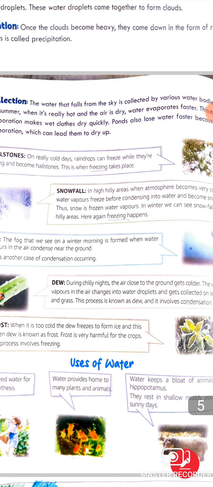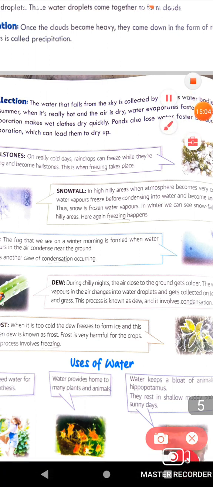leaves or grass. Here, water vapor condenses into water droplets and is collected on the leaves or grass. This is known as dew, and it also involves the process of condensation.